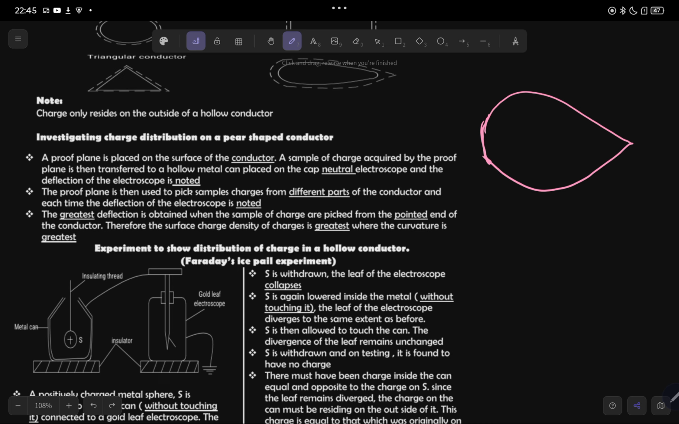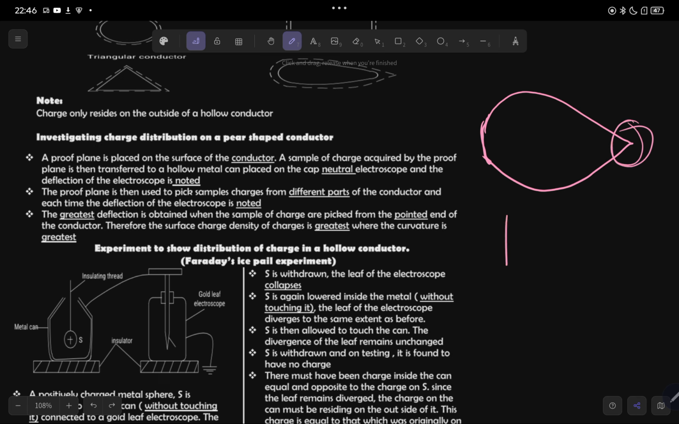The proof plane is used to pick samples of charge from different parts of the conductor, from the flat ends, from the less curved ones, and from the sharp points, each at a time. Every time it is done, the deflection of the gold leaf electroscope is noted. It is discovered that the greatest deflection is obtained when the sample of charge is picked from the pointed ends of the conductor, like around this point. There you will discover a greater deflection.